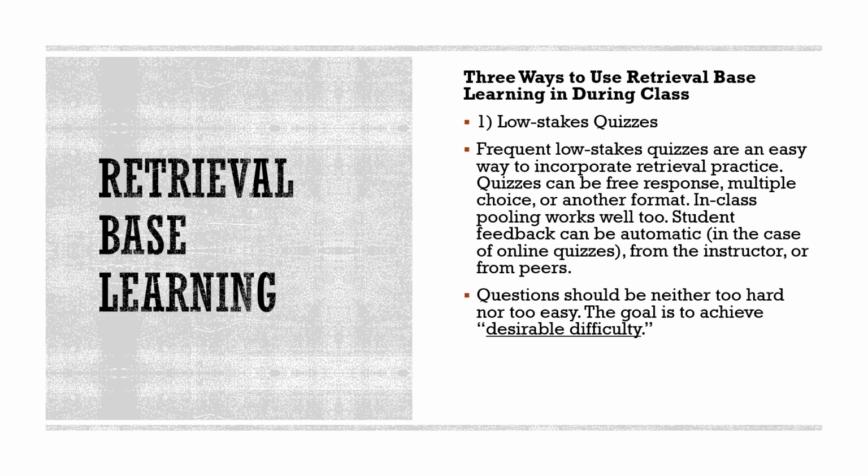So there are 3 ways to use retrieval-based learning during the class. So let's look at the low-stake quizzes. This is an example. Frequent low-stake quizzes are an easy way to incorporate retrieval practice. The quizzes can be free response, they can be multiple choice. Student feedback can be automatic, in this case, online quizzes, or from the instructor or from peers. So they get that automatic feedback. Questions should be neither too hard nor too easy. The goal is to achieve the desired difficulty.